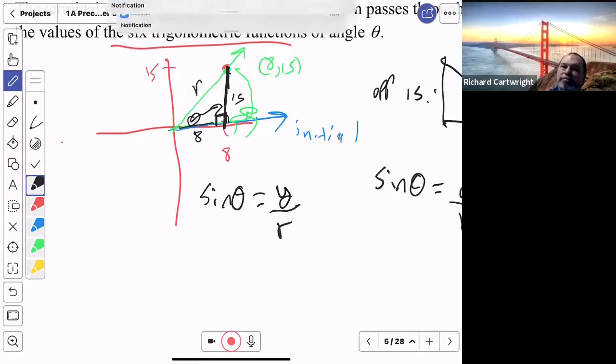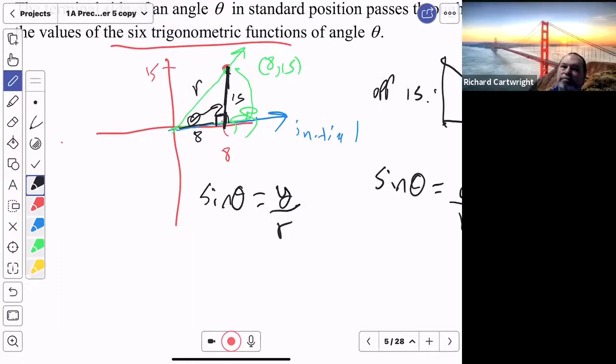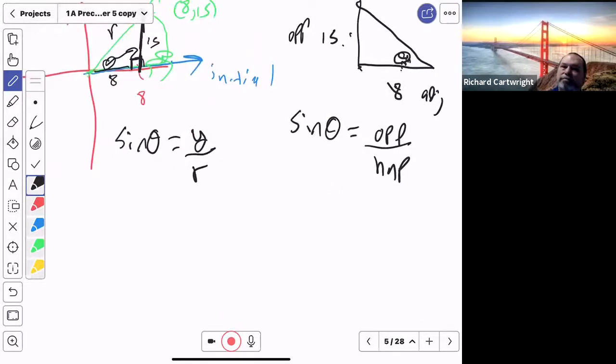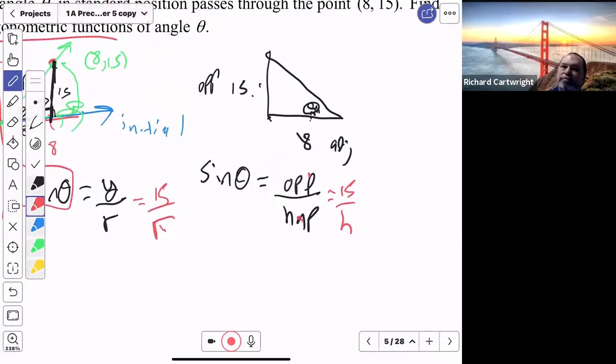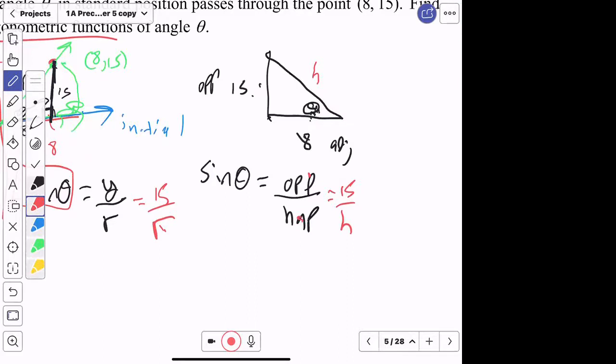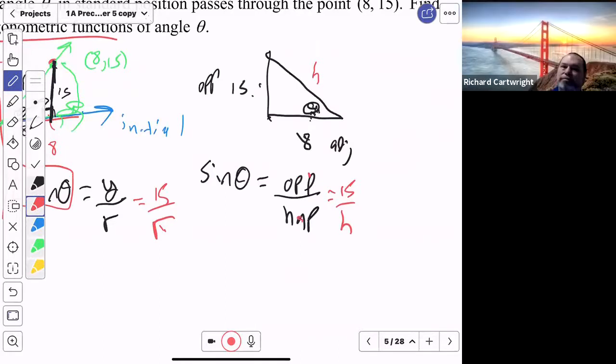This is always called r when we put it on the xy plane. It's the same numbers: y over r would mean 15 over r, opposite over hypotenuse means 15 over hypotenuse. I want to know what sine of theta is, but I don't know r. How would I find r, or the hypotenuse? Please tell me, somebody. Pythagorean Theorem. Yay, Pythagorean Theorem.